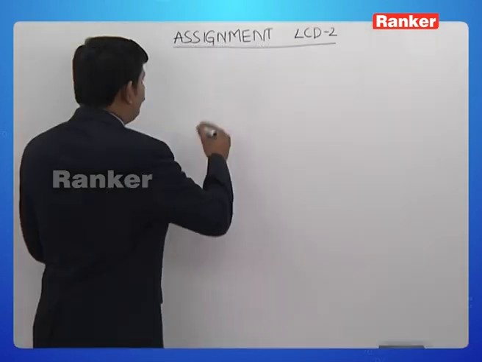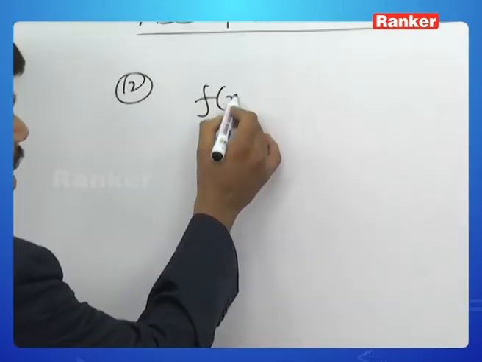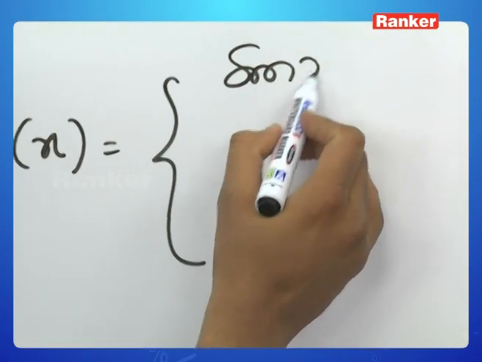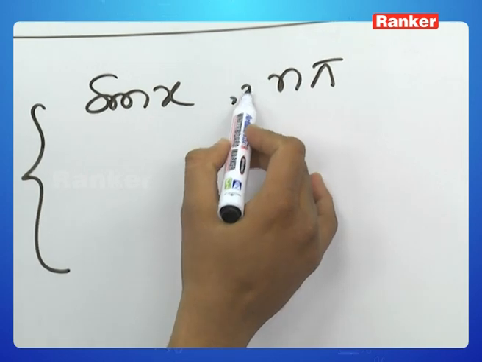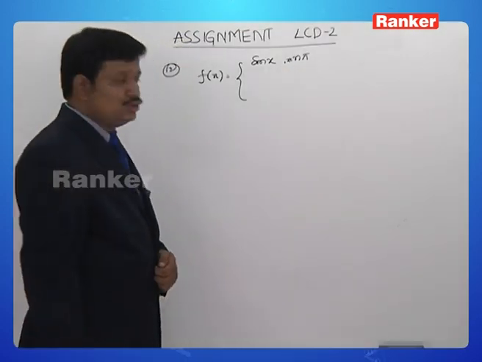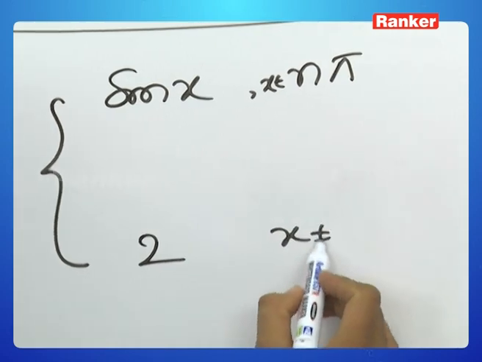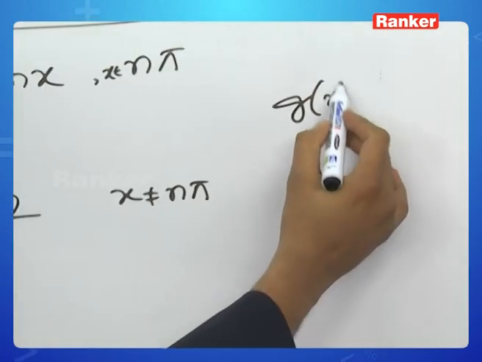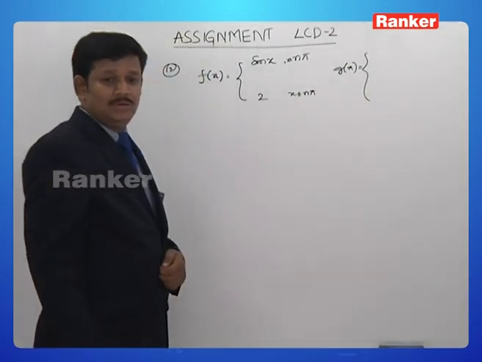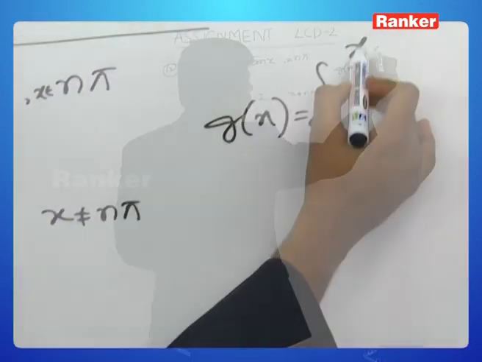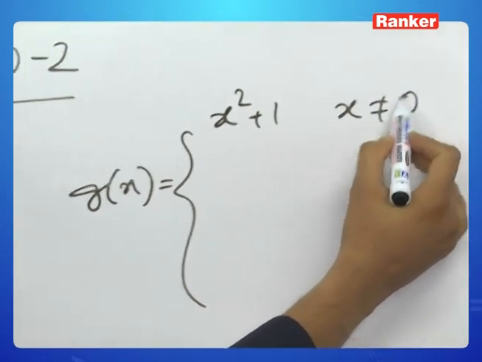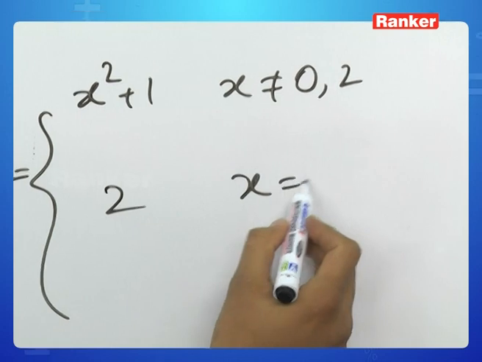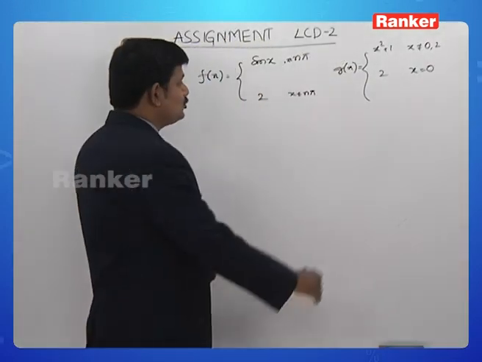In this question, f of x is given as sin x when x is of form n pi, where n is an integer, 2 when x is not an integral multiple of pi, and g of x is given as x square plus 1 when x is not 0 or 2, 2 when x is 0, and 4 when x is 2.